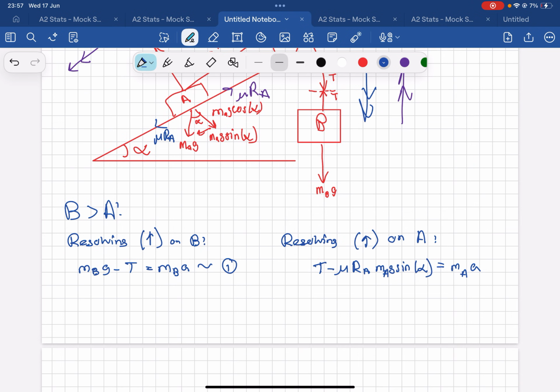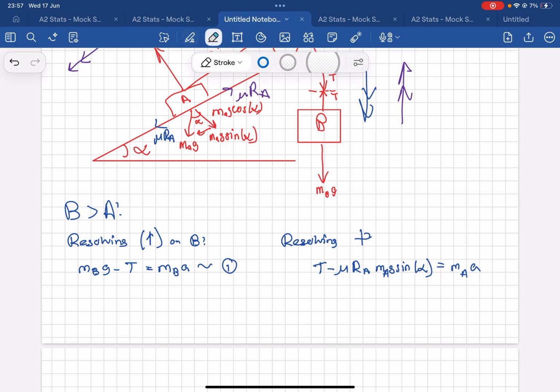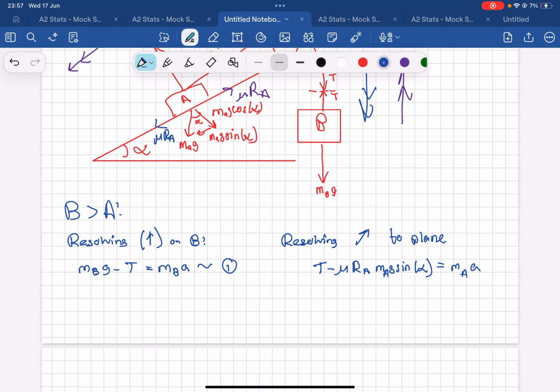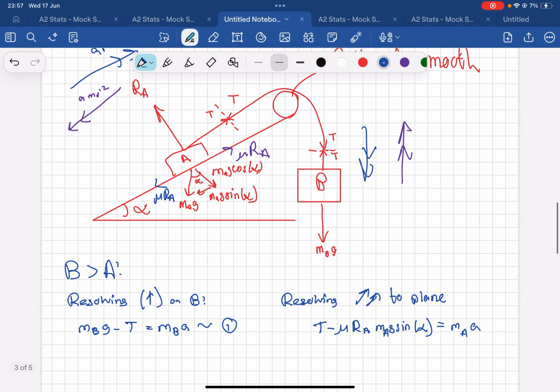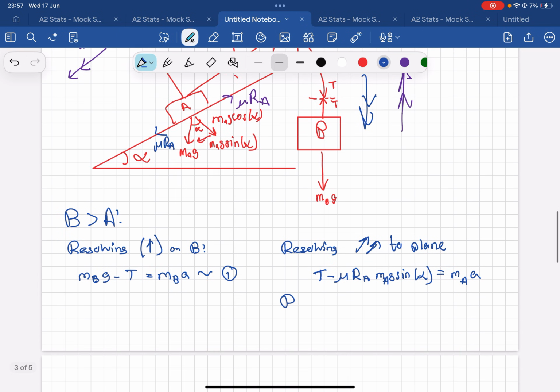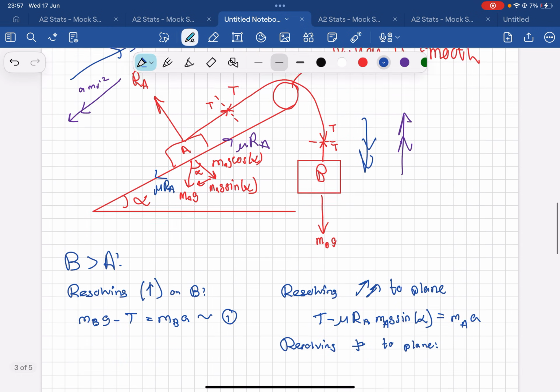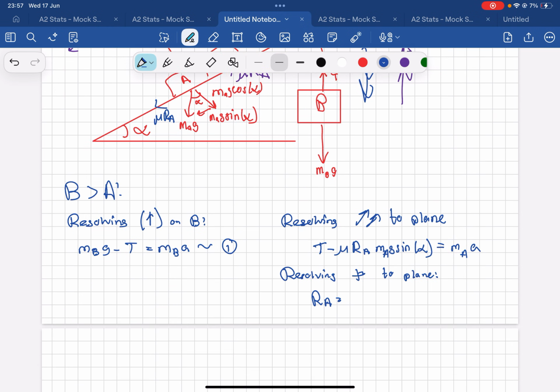And okay, I had a mistake here. I've actually resolved perpendicular to the plane, not parallel to the plane. If I were to resolve perpendicular to the plane, I would just have R A equals M A G cos alpha.